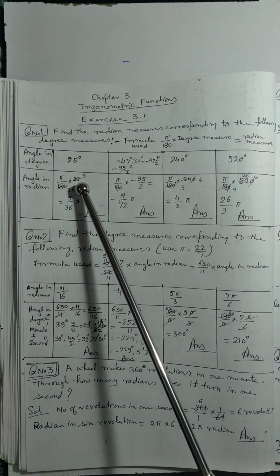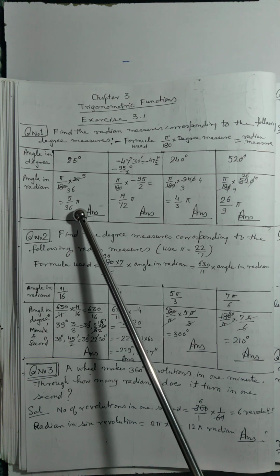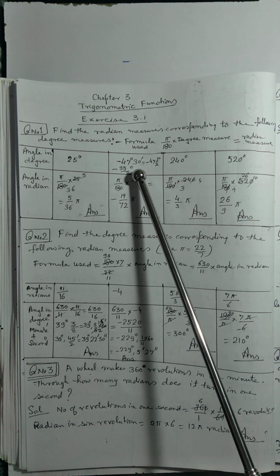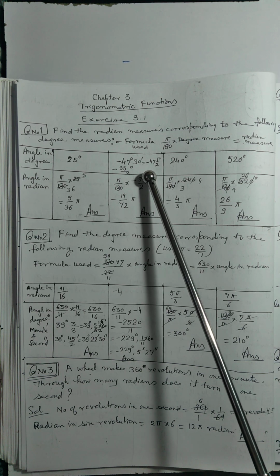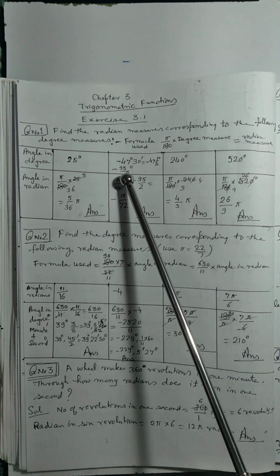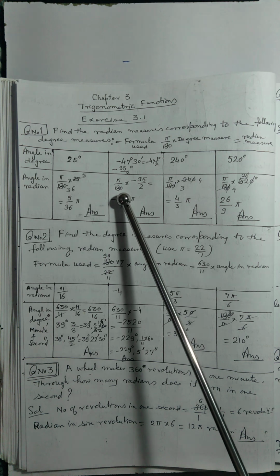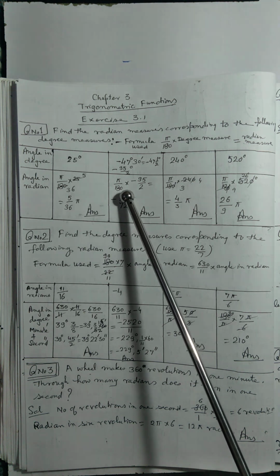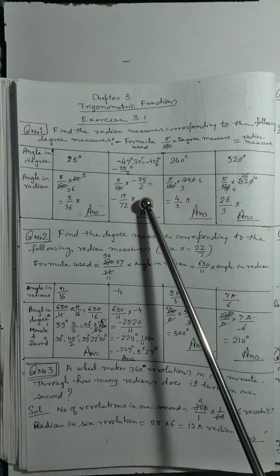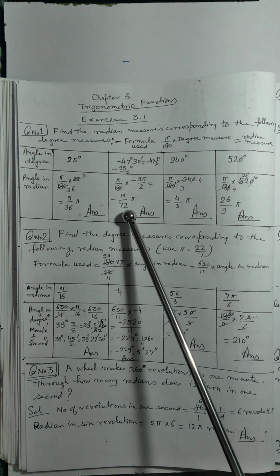π/180 इंटू 25, सॉल्व किया 5/36 पाई. नेक्स्ट क्वेश्चन है -47 डिग्री 30 मिनट, दैट इज -47.5, that will be equal to -95/2 degree. Now this can be solved like this: π/180 into -95/2, and further if you solve it, it will be equal to -19/72 pi.